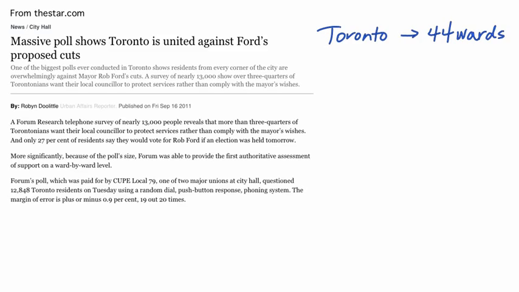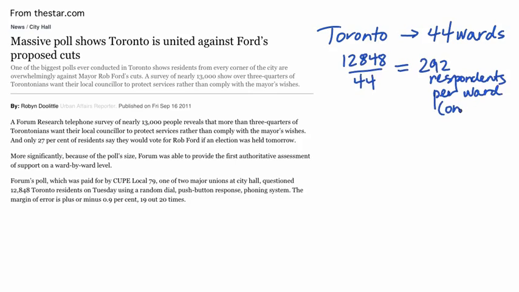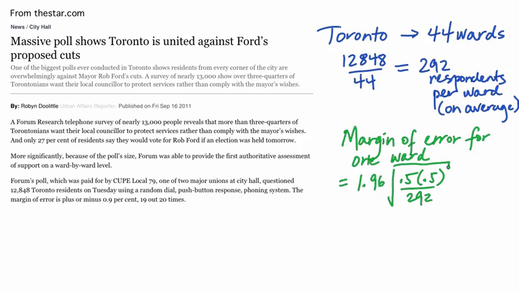While that may be true for a proportion calculated using data from all 12,848 respondents, it's not true for any estimates on a ward-by-ward basis. If we assume that there are equal numbers of respondents in each ward, which probably wasn't the case, but let's use that as an approximation, then dividing up the 12,848 respondents among the 44 wards gives about 292 respondents per ward. The resulting margin of error, 5.7%.